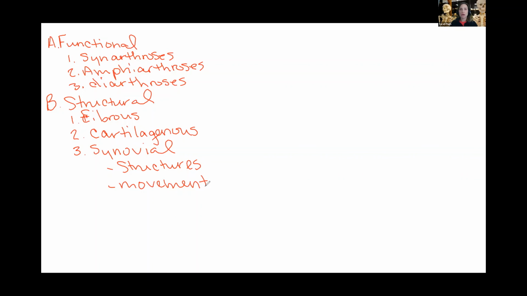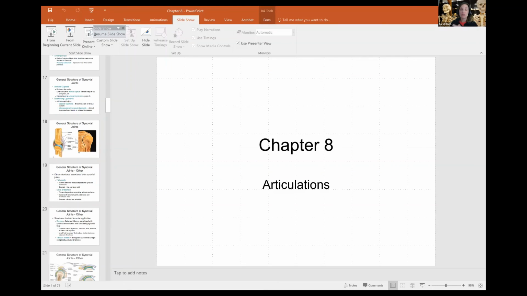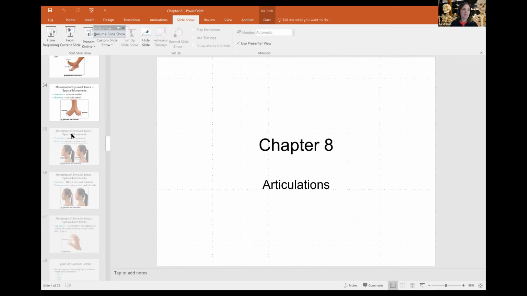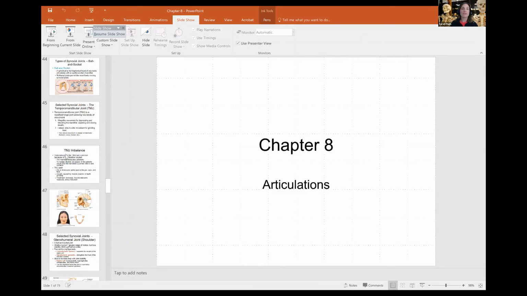What we will do on Wednesday is we will finish out this lecture, chapter 8, and we will talk about specific synovial joints. So the rest of this chapter, we left off down here, we will go over the jaw, we will talk about the shoulder, we'll talk about the knee and the hip. So we're going to do some of the big joints that people usually have issues with. And then we'll do some imbalances. We'll talk about things like arthritis and stuff.